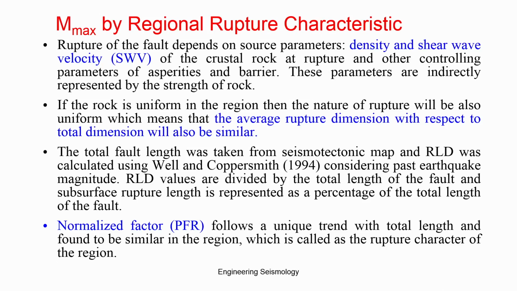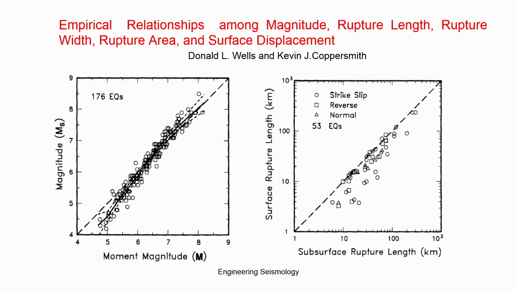Okay. Once you take that, then try to normalize that value with the length of the fault. Then we plotted that, again the rupture length ratio versus the length of the fault. We got a unique trend. That trend we call the regional rupture character. Okay. So, before going to the estimation of that, let us see what empirical equations are available for RLD versus magnitude.